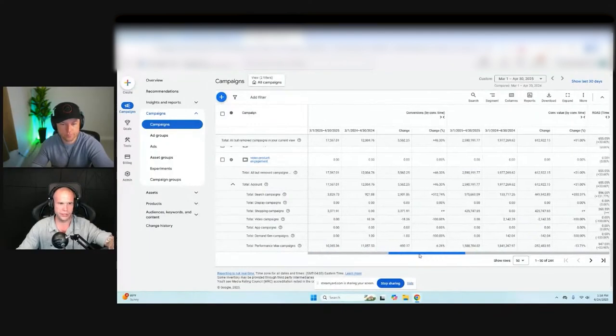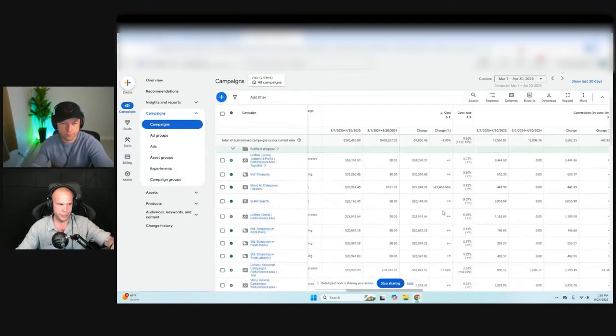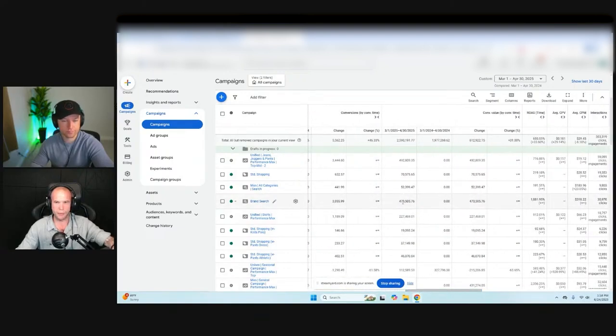However, when you look at the search campaigns that are increasing 330% in conversion value and 312% in conversions off of an 85% increase in spend, that was our brand campaign. That is what is now taking the attribution away from Performance Max and giving it to the campaign that it should be in, which is the brand search campaign. Now this is spending 25 grand out of 395 on our brand, and that 25 grand is producing almost $500,000.